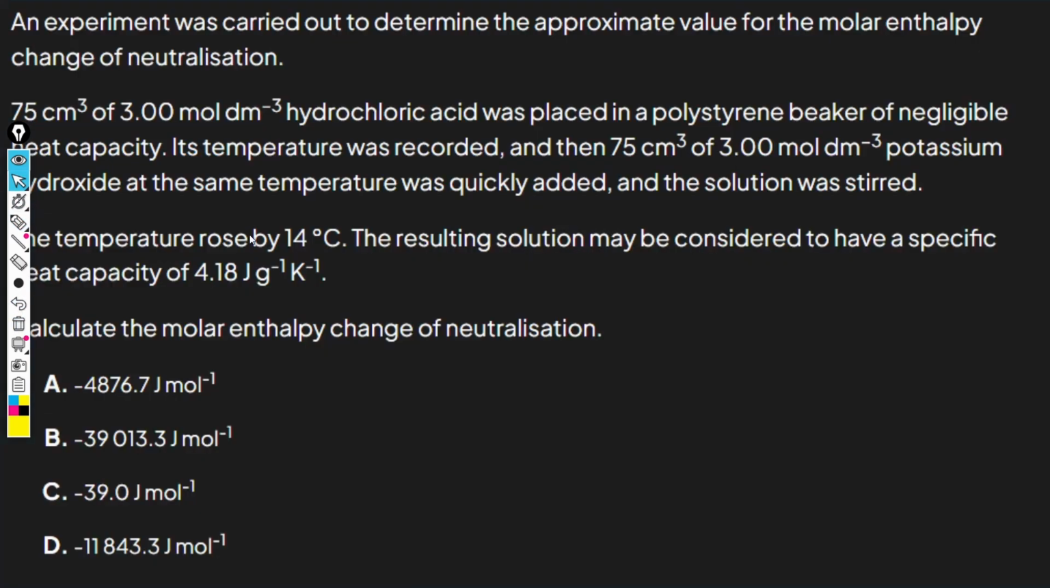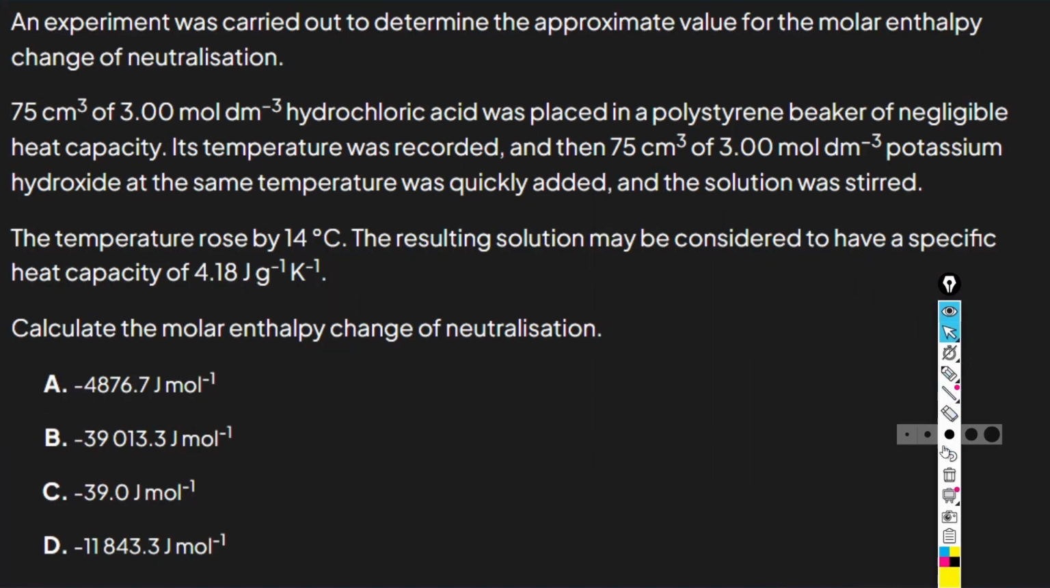So let us do some examples to learn about this better. The question says, an experiment was carried out to determine the approximate value of the molar enthalpy change of neutralization. Well, we already know neutralization has a negative energy, and all these options are negative, so we know none of them is automatically wrong. 75 cm³ of 3 mole hydrochloric acid was placed in a polystyrene beaker with negligible heat capacity. Its temperature was recorded, and then 75 cm³ of 3 mole potassium hydroxide at the same temperature is added and stirred. The temperature rose by 14 degrees. The resulting solution may be considered to have a specific heat capacity of 4.18.